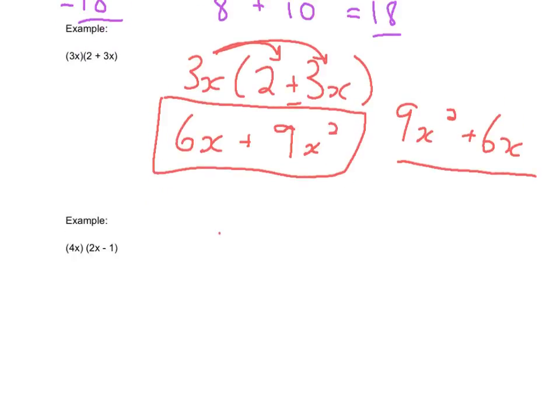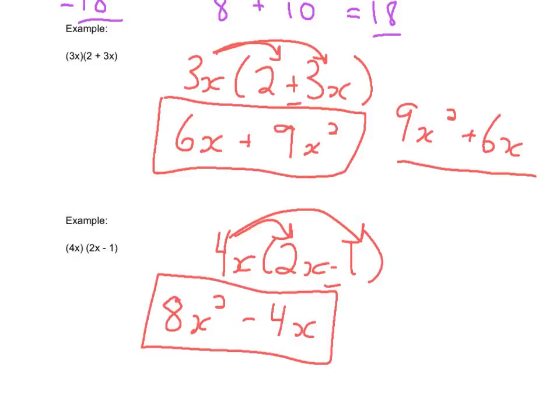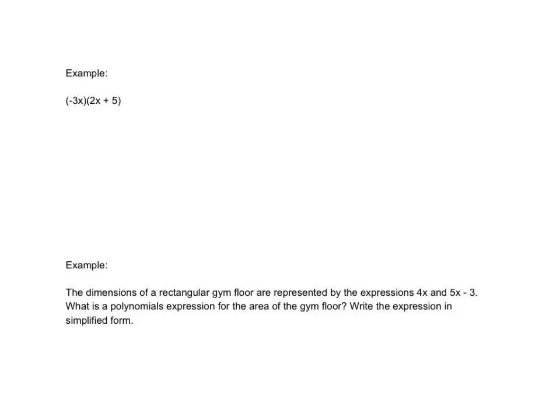Okay, let's do another example. 4x times 2x minus 1. Again, we're going to distribute this 4x to both terms. So 4x times 2x, coefficients first, so 8. x times x is x squared. And then we've got a minus sign there, so minus 4x times 1 is 4x. Okay, getting the hang of it. Let's do one more example here.